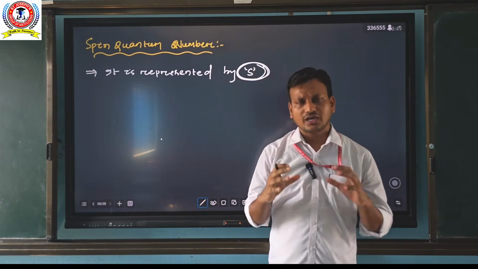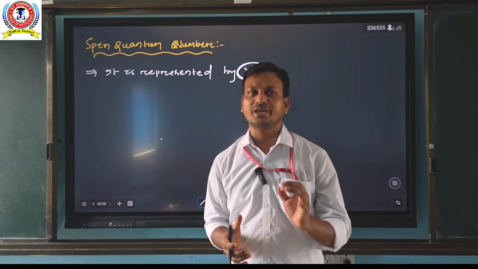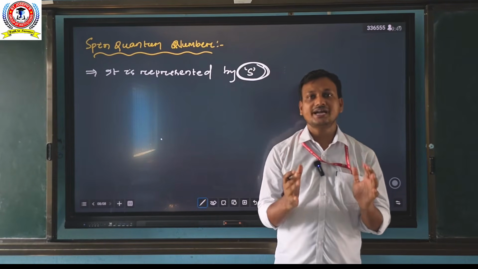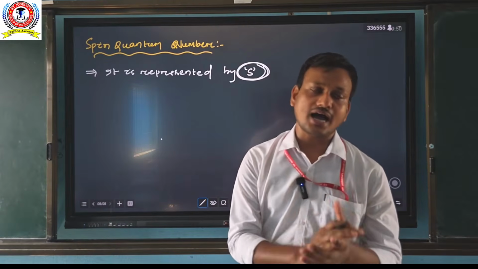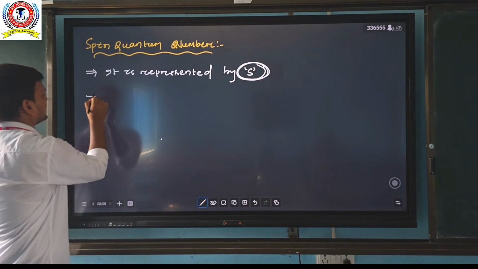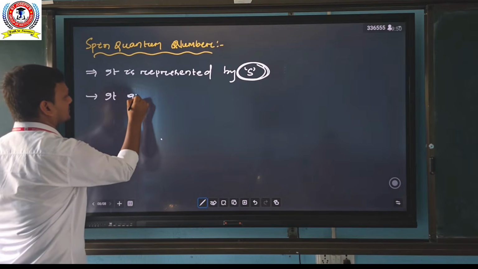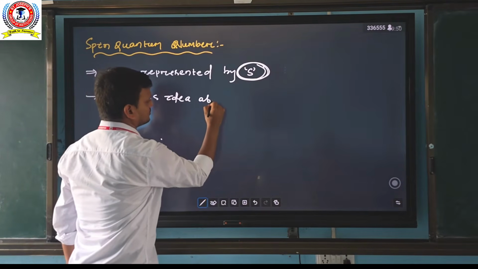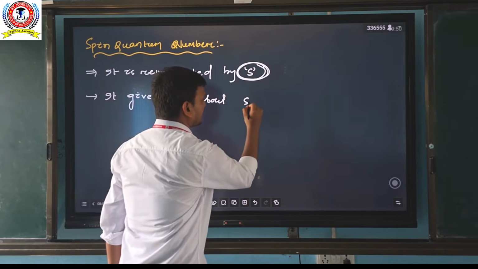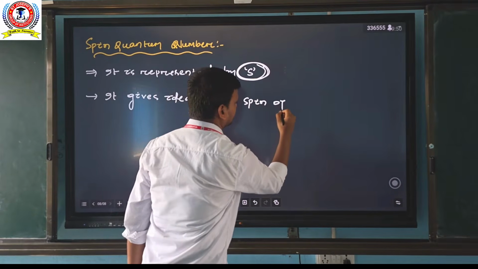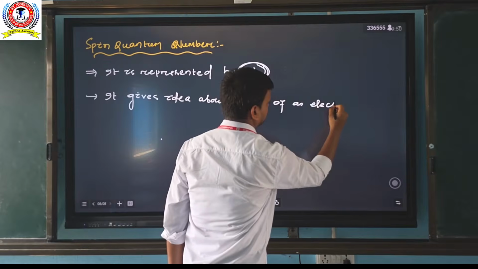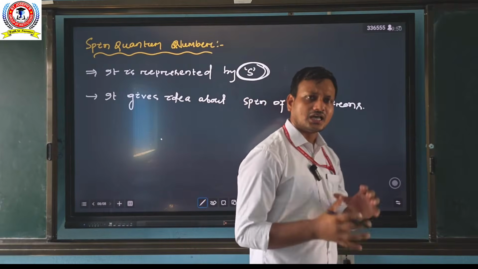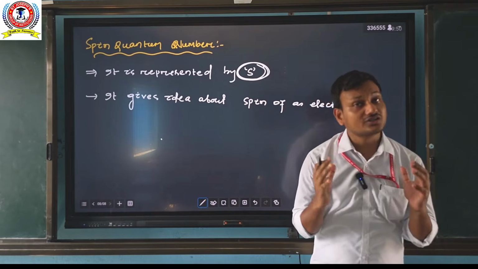Students, what does the spin quantum number suggest? Spin quantum number gives idea about the spin of an electron. That means we write it gives idea about the spin of an electron. Students, when I say the spin of an electron, what does it mean?